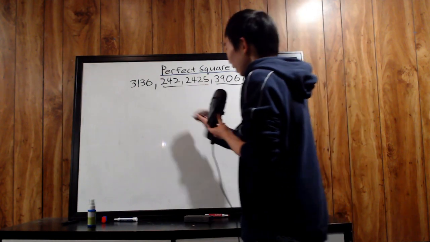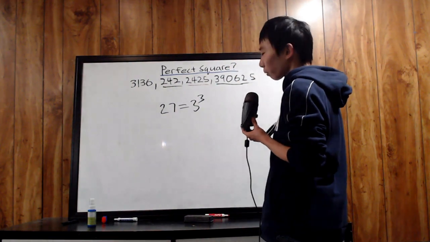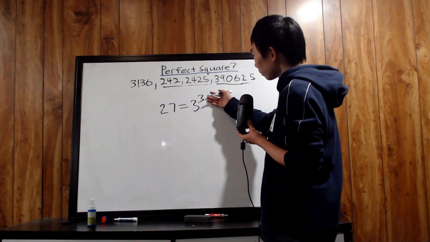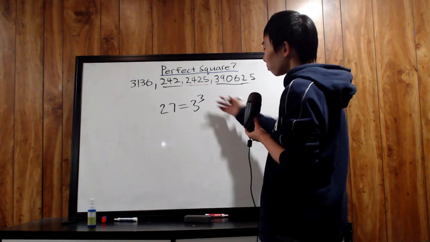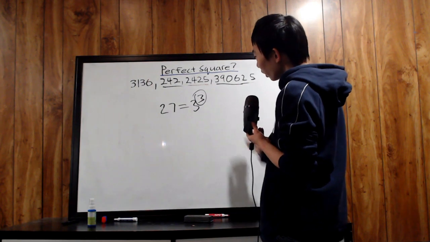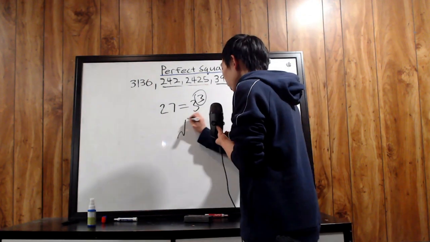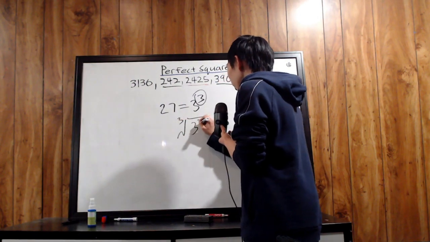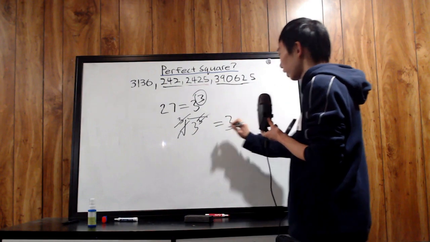Check this out. 27 is equal to what? 3 cubed. Well, why is 27 a perfect cube? It's because the exponent in the prime factorization is indeed a multiple of 3, right? 3 is a multiple of 3. So, what do we see when we take the cube root of this? We're just taking the cube root of 3 to the 3. This is just equal to 3 itself.